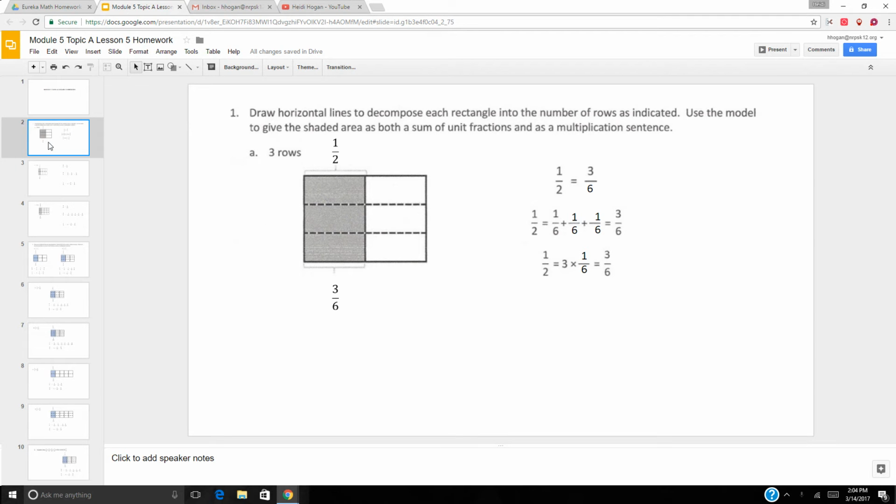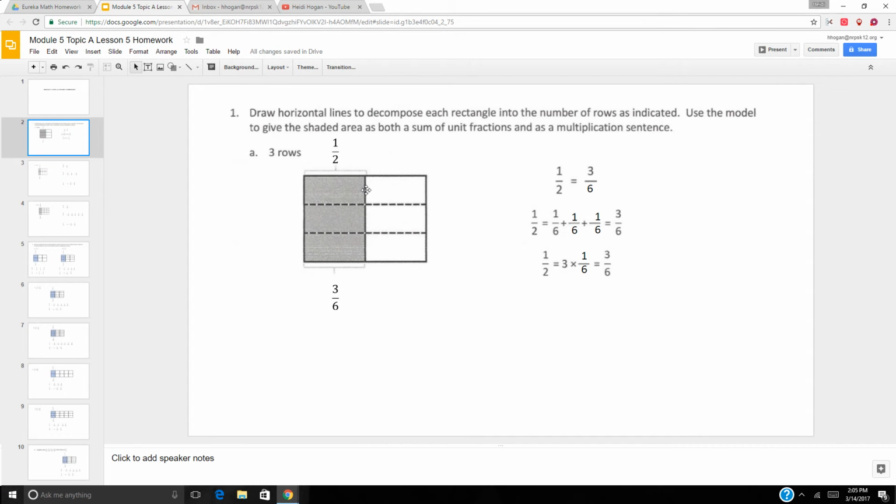So this is our model, and if you look at the shaded part without the dashes, we know that is 1/2 of that whole. So that's what we would label it. And they want us to divide it into 3 rows. Rows go across, so that's 1, 2, 3 rows. So there are 2 dashes. And remember that we have to make these dashes so that we can tell what we're decomposing.